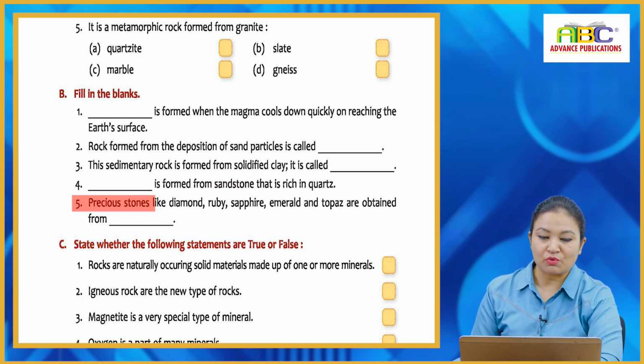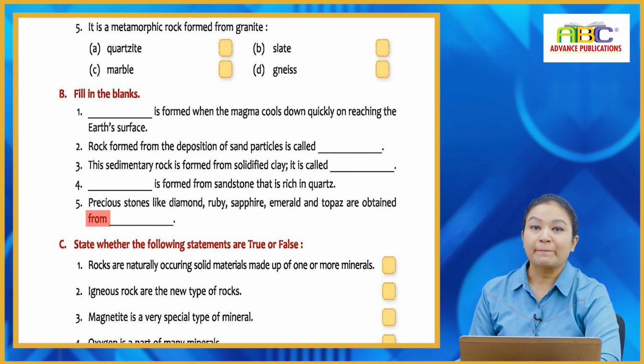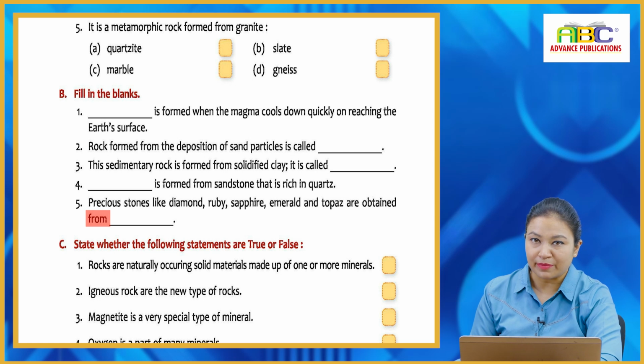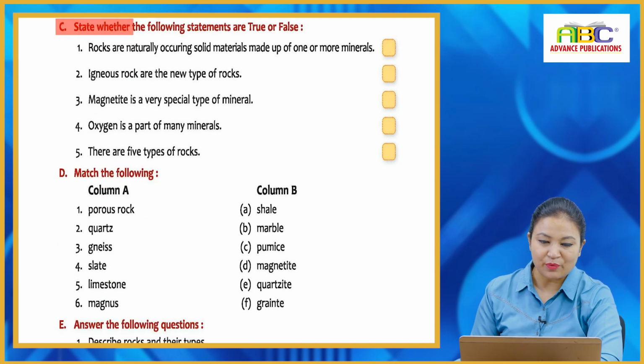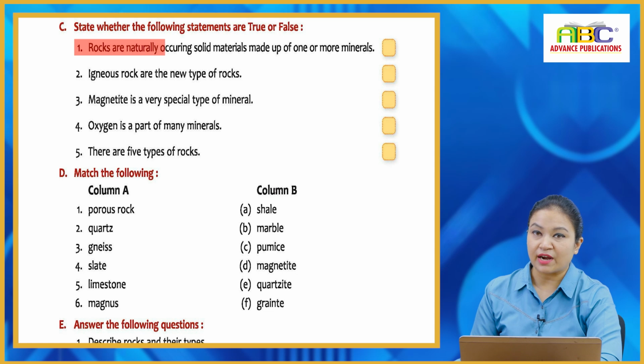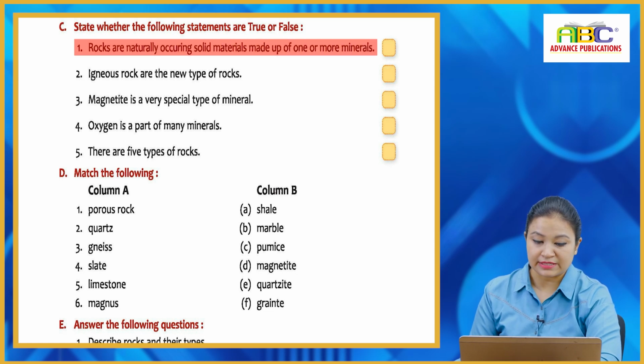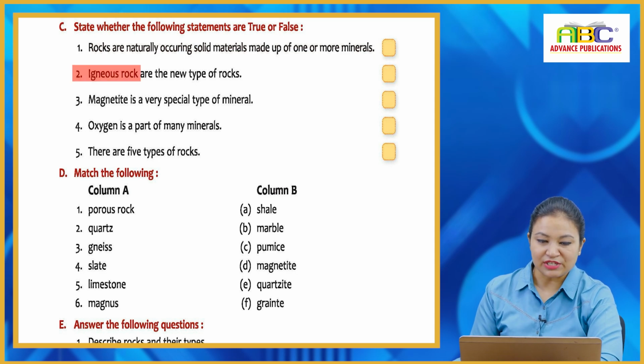Fifth, precious stones like diamond, ruby, sapphire, emerald and topaz are obtained from minerals. These are all minerals. C. State whether the following statements are true or false. Rocks are naturally occurring solid materials made up of one or more minerals. Is it true or false? It is true.